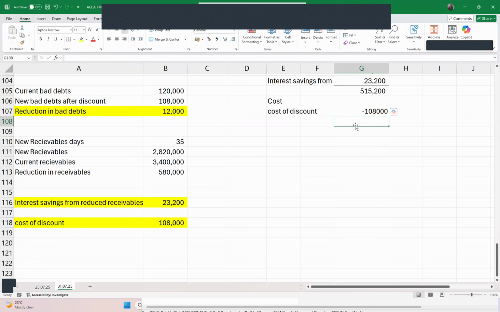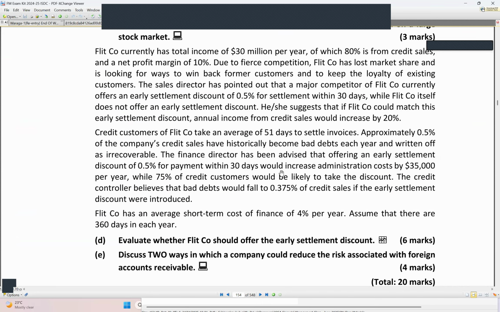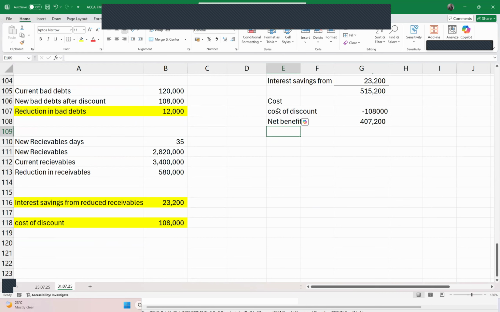So, having got that, there's a net benefit of 407. Okay? Oh, there's another thing that I've forgotten. There will be an increase in admin cost of 35,000 per year. So we have increased admin costs.